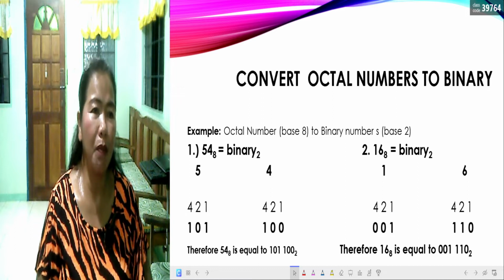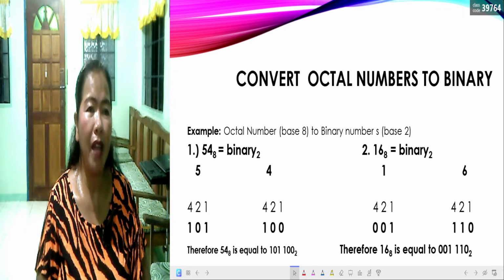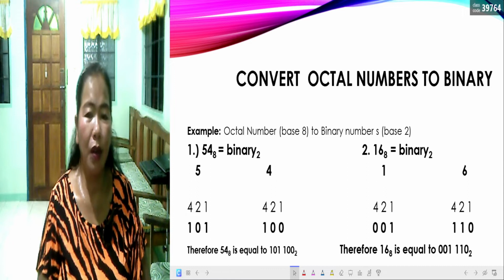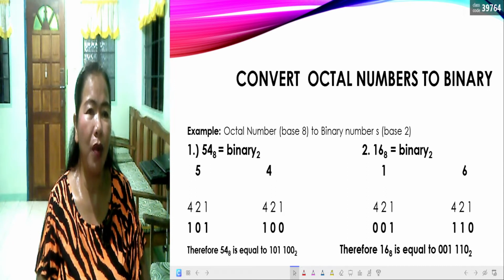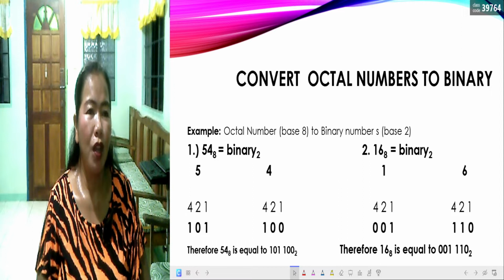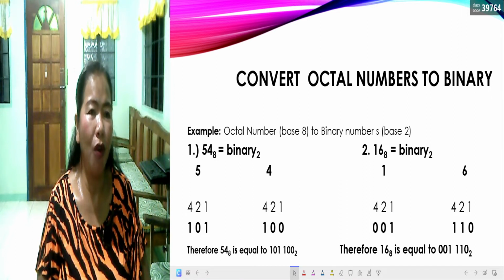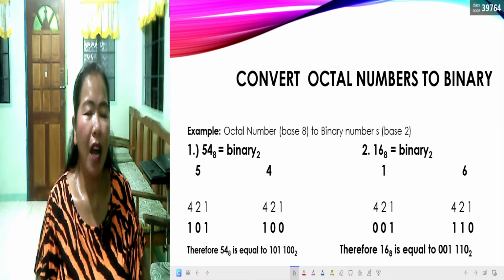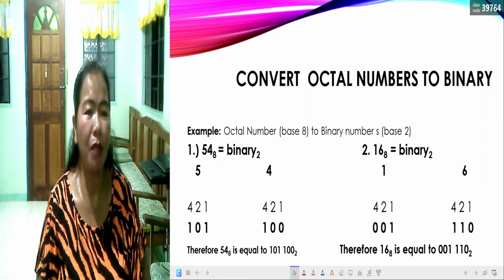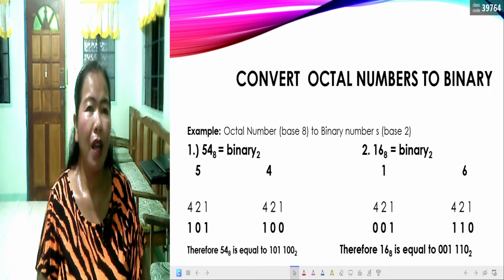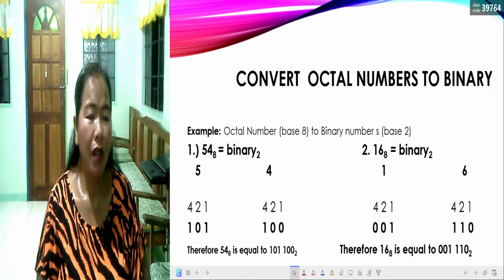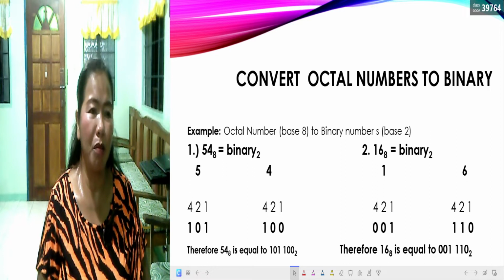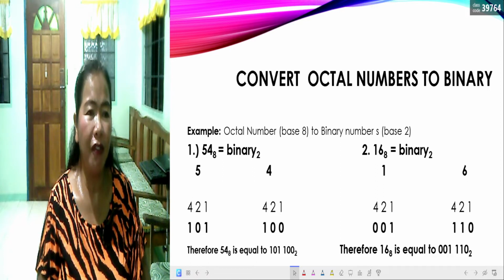Okay, so the first example here is 54 base 8 is equal to blank in binary, which is base 2. So the process is you have to write them separately. You have to write 5 and 4 because you have to give a 3-digit binary equivalent in every given octal number. So we have here 5.